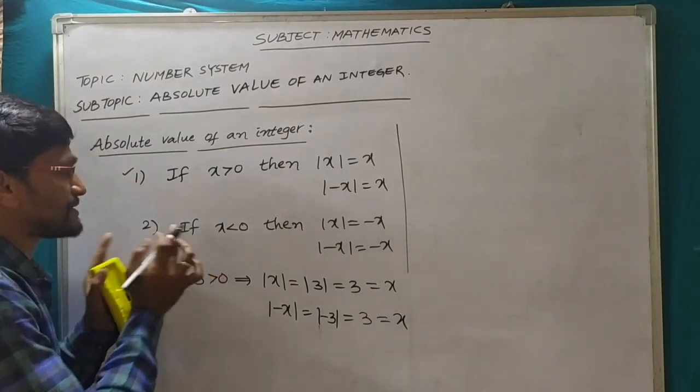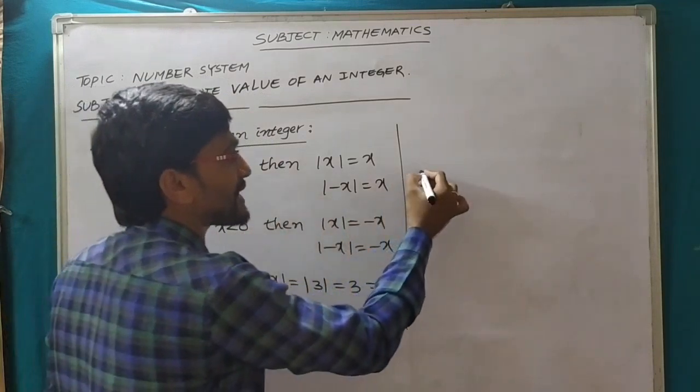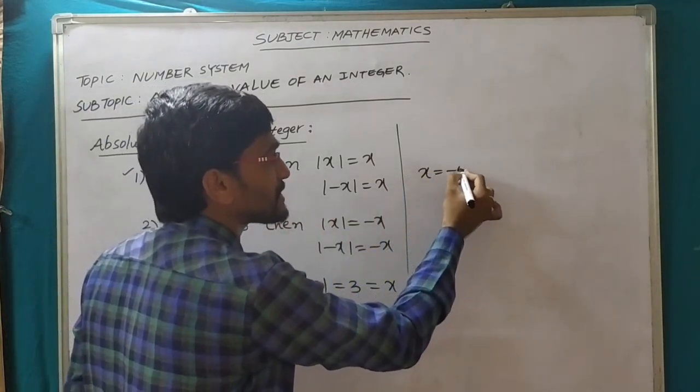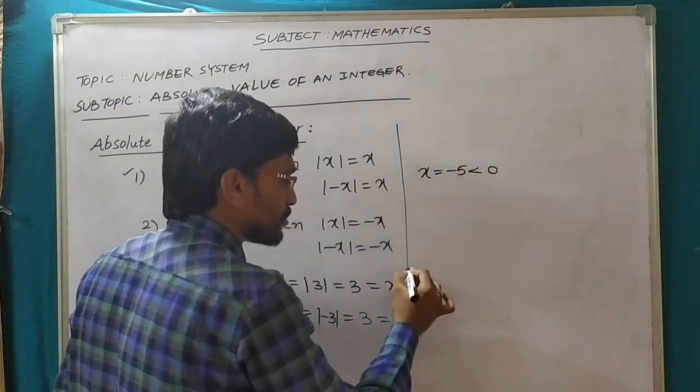Right? Next, the second one. Consider x less than 0. That means I consider here x is equal to some minus 5. X is equal to minus 5, which is less than 0.